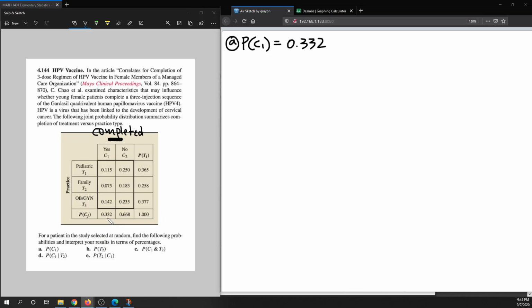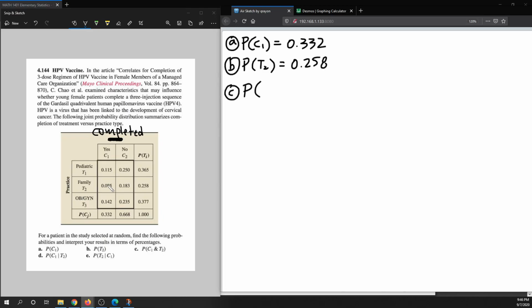All right, part B, they want to know what's the probability of T2. So T2 is the event that the patient attended a family clinic. Okay, and so all we would have to do is look over here, right, and look at that probability. And so we get 0.258 as the probability. So what that says is that about 25.8% of the patients were treated in a family practice.